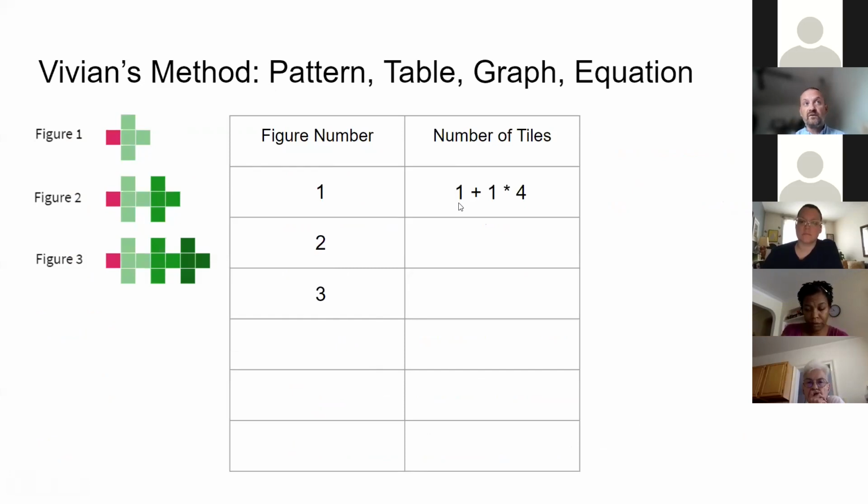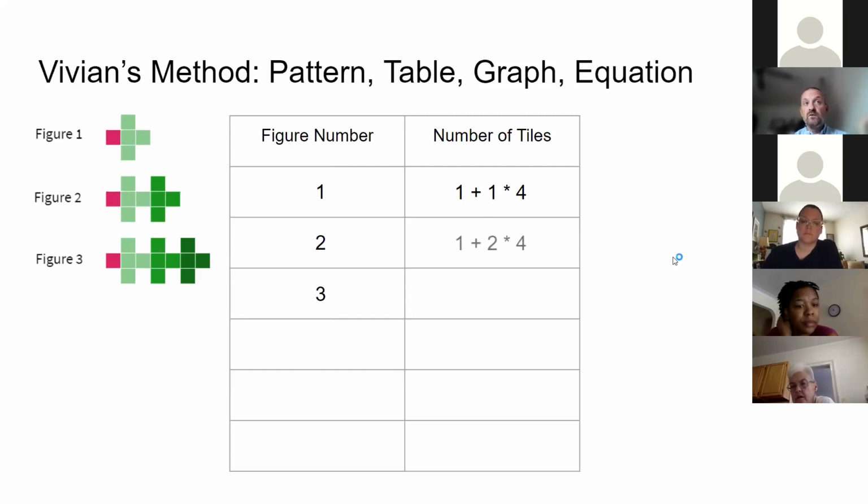And so this expression means the same thing as the other thing you did, right? One red tile plus one group of 4 green tiles. 1 plus 1 times 4. That's what this means. You may not have seen this asterisk used as a multiplication symbol, but it's the same as the X, the same as the dot. It means multiplication. So 1 plus 1 times 4 is the same as 1 plus 1 group of 4.